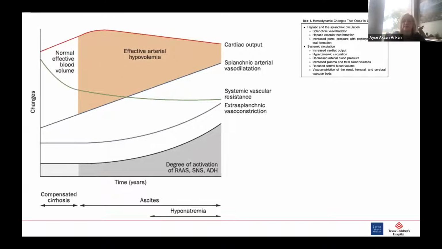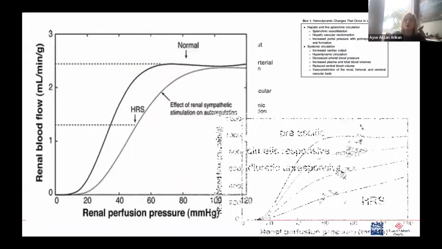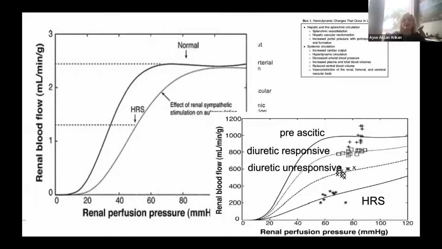But what actually also happens over time, in addition to the systemic vascular resistance decreasing and the arterial resistance in the kidney increasing, is the decrease in cardiac output. On top of that, renal autoregulation that normally is our savior, despite a wide range of changes in renal perfusion pressure, the renal blood flow is maintained in a very tightly controlled window. In hepatorenal syndrome, this curve is lost and it shifts to the right, meaning we need to have a higher renal perfusion pressure in order to be able to maintain the same amount of renal blood flow. Or renal blood flow decrease leads to a more exaggerated decrease in renal perfusion pressure.